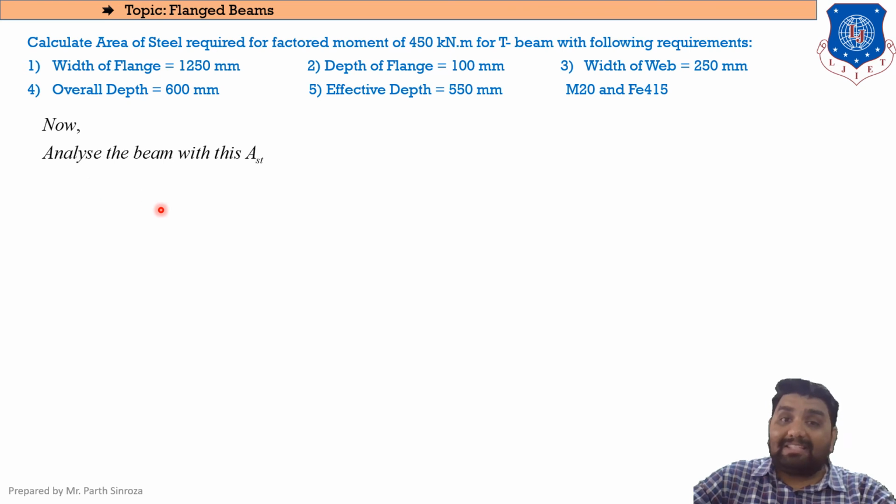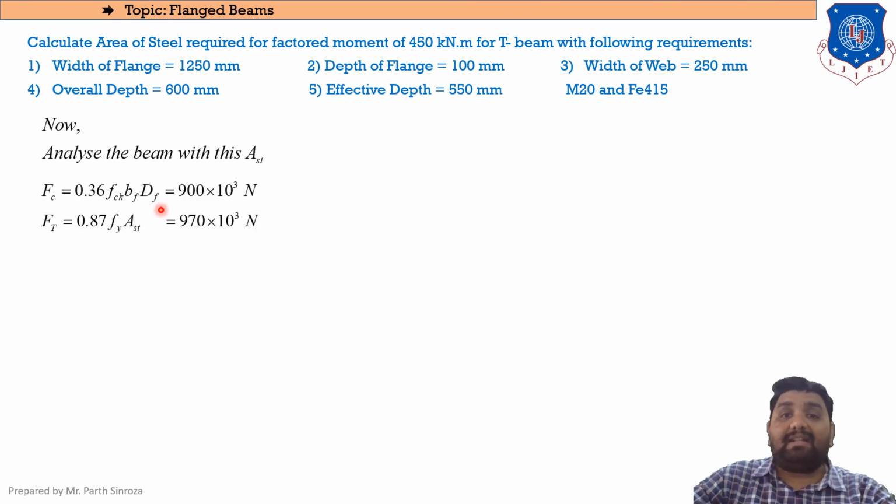So now analyzing this AST, the first case is the relation between FC and FT. FC from this equation, that is 0.36 FCK BFDF, and FT can be obtained from 0.87 FY AST. Here we will be using the value of AST provided, not required. Keep that in mind. Here we will be substituting the value of AST provided after finalizing the number of bars. So here FC comes out to be 900 into 10 raised to 3 Newton, and FT comes out to be 970 into 10 raised to 3 Newton.